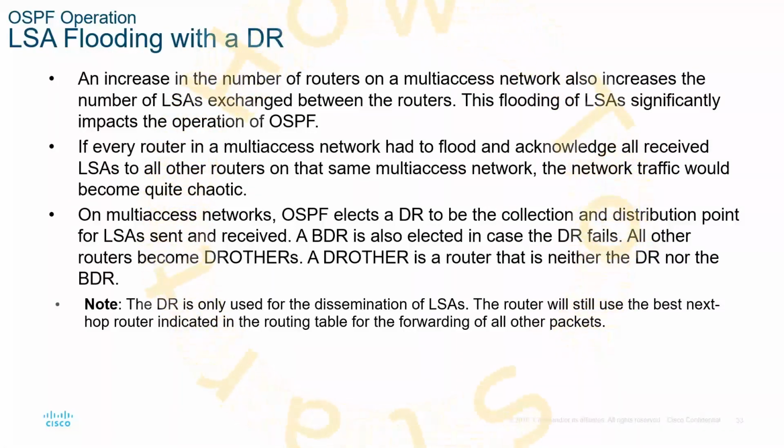All other routers will become DROthers, basically a third option. If the DR fails, the BDR becomes primary, and then they'll hold another election for a new BDR. The BDR is only used for dissemination of LSAs. The router will still use the best next hop router indicated in the routing table, but the DR will actually be used to disseminate the routing updates.